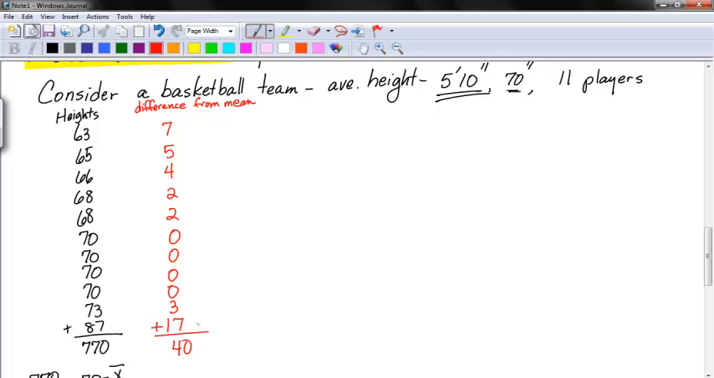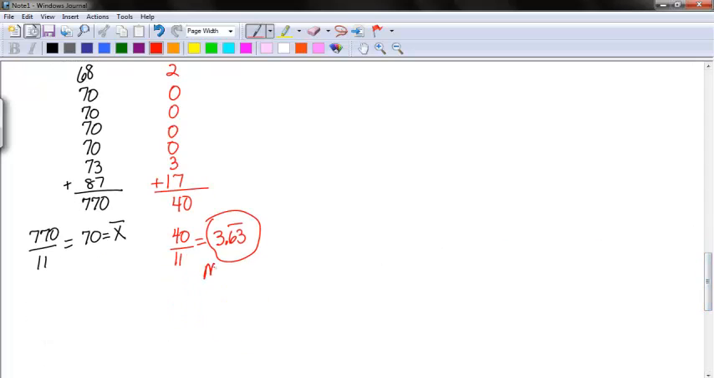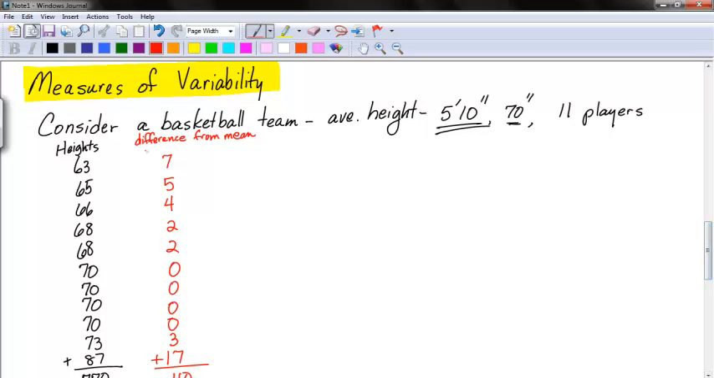If you add those, and then if I take 40 divided by the number of players, divided by 11, I would get 3.63 with a bar above the 63. This has a special name. It's called the mean deviation. In statistics, it's got a special name. It's the average of the deviations. So each one of these up here, these are called deviations. The difference from the mean is called the deviation.